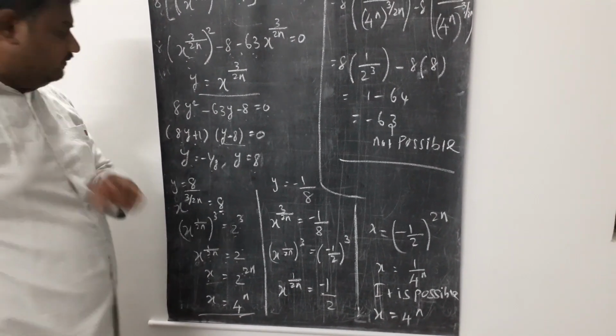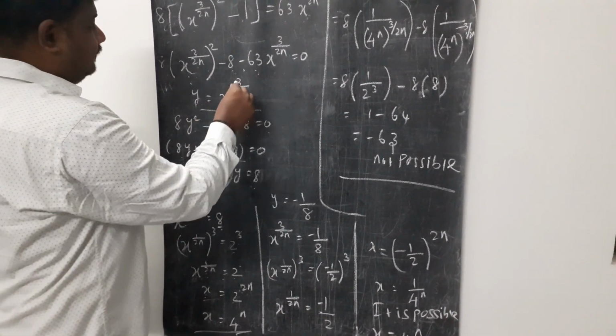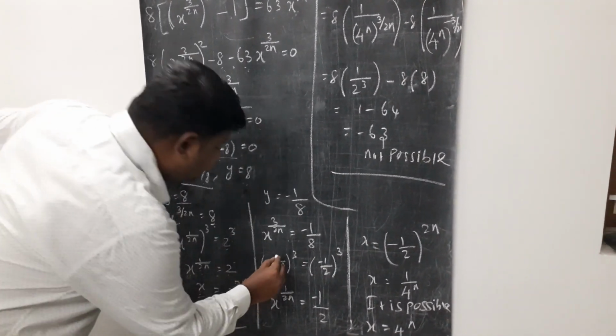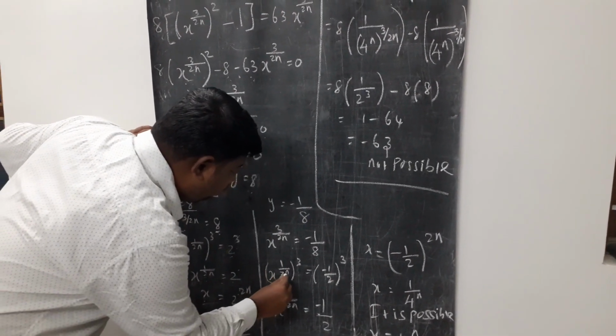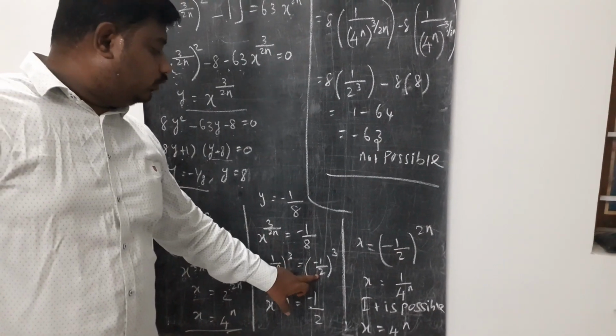The next y value is y is equal to minus 1 by 8. I am substituting: x^(3/2n) is equal to minus 1 by 8. Once again I will write (x^(1/2n)) the whole cube is equal to, in minus 1 by 8, I will write (minus 1 by 2) the whole cube.